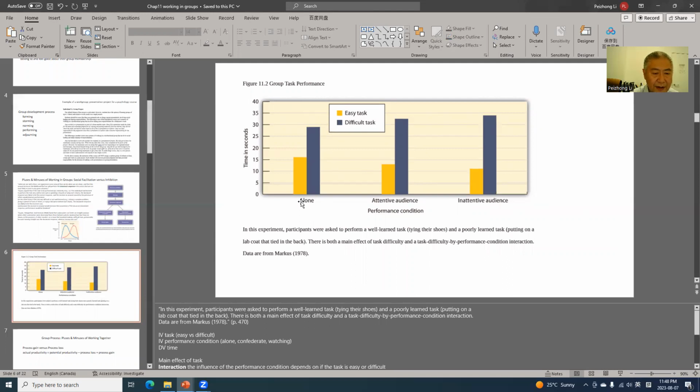Sometimes they do it alone. Sometimes they have an audience, and the audience is watching them, not just being there, but watching them. And in the third condition, there's an audience, but they're inattentive. They are not paying attention to the subjects.